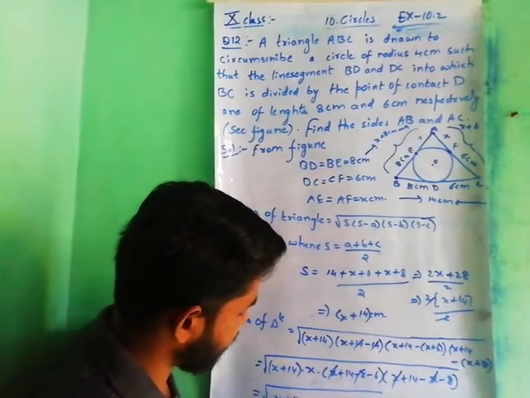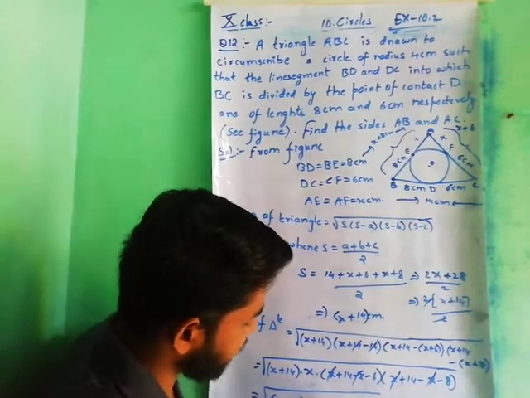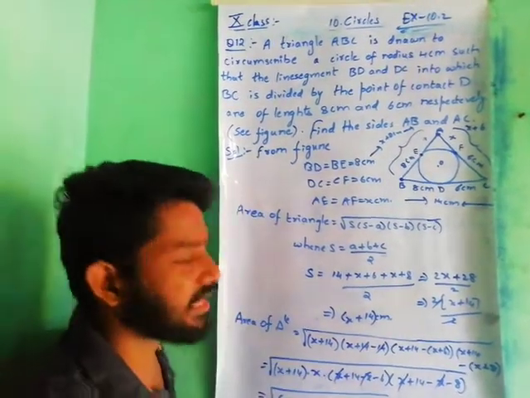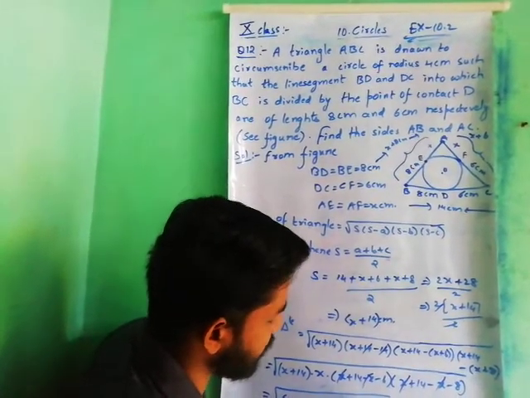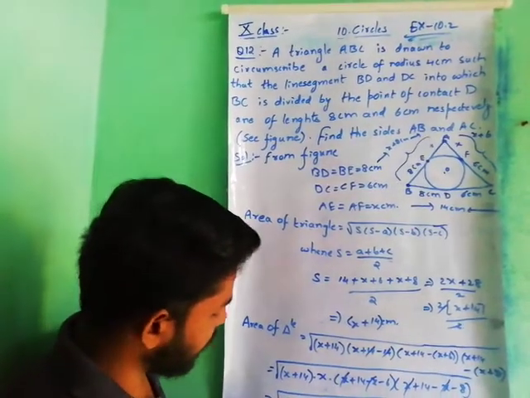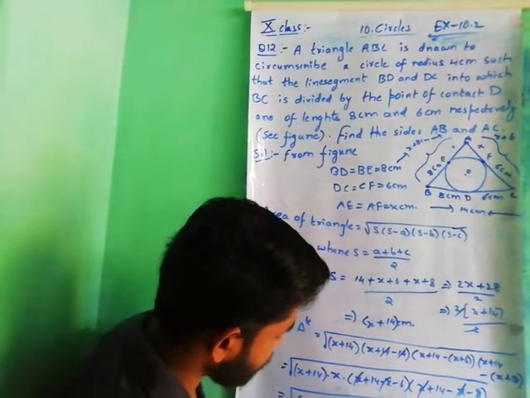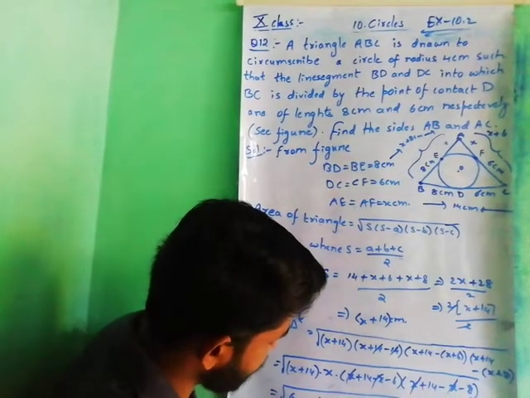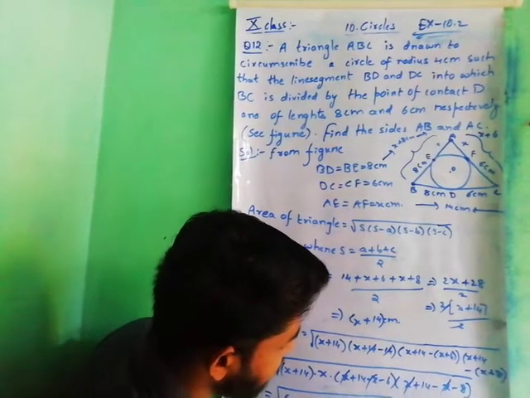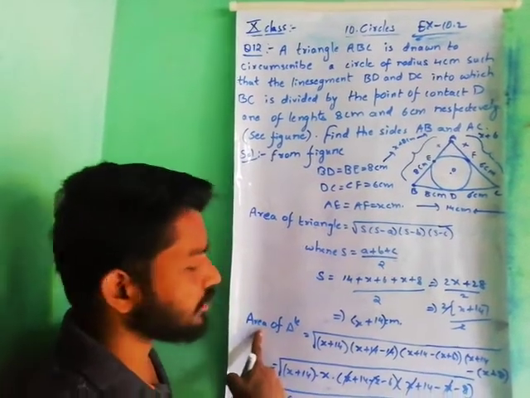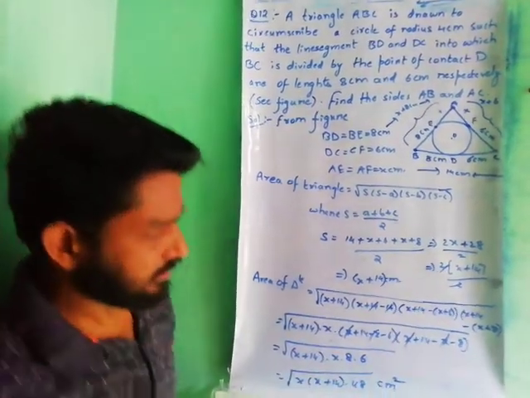X plus 14 into x. 14 minus 6, how much? 8. 14 minus 8, how much? 6. So finally we get x into x plus 14 into 48 centimeters square. Area, right? So centimeters. Understand?